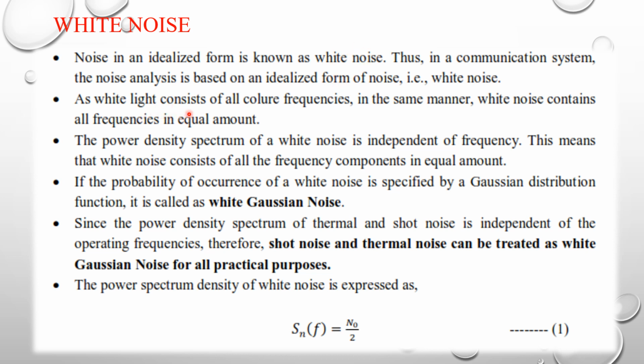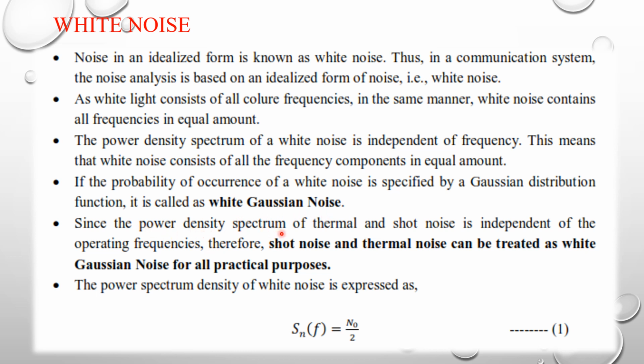As white light consists of all color frequencies, in the same manner white noise contains all frequencies in equal amount. The power density spectrum of white noise is independent of frequency. This means that white noise consists of all the frequency components in equal amount. If the probability of the occurrence of white noise is specified by a Gaussian distribution function, it is called white Gaussian noise.